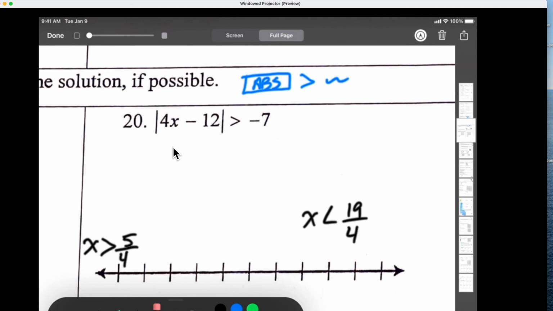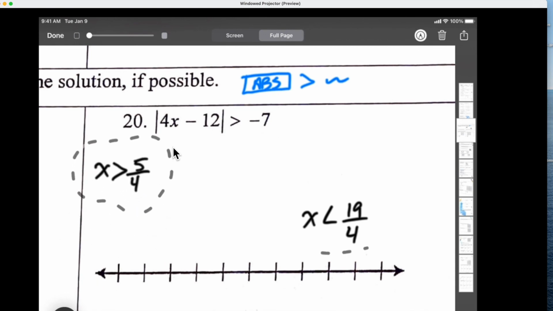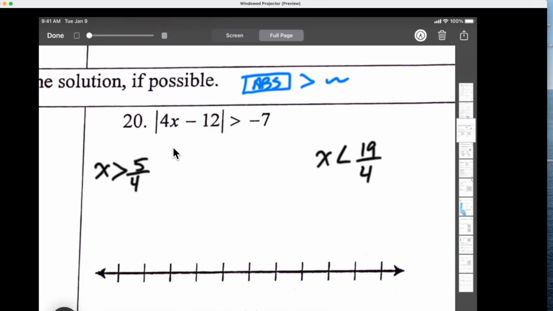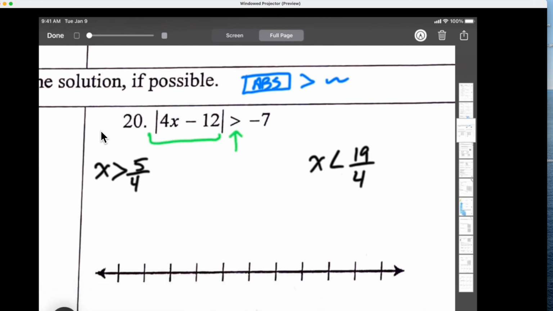Okay, now, as I'm getting ready to graph this, what do I see? Look at the intuition here of this problem. We have something in absolute value being greater than a negative number. That means this is going to be all solutions. Because no matter what you put in here, it's going to be greater than -7. Even if you end up with 0, 0 is greater than -7. But let's go through the exercise of graphing.